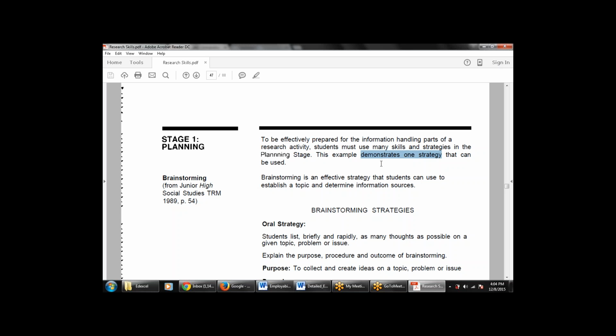This example demonstrates one strategy that can be used, that is, what are the various strategies used in planning. This is one of the main, advanced parts used in research skills, stage number 1. One example is brainstorming. The brainstorming method is a very good method to plan out something.